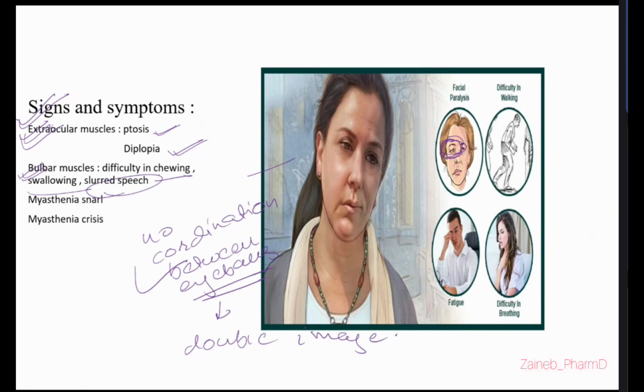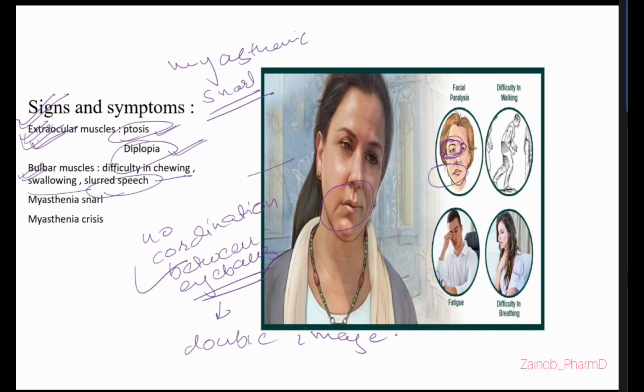Okay, so myasthenia gravis. The patient with myasthenia gravis always looks sad. They always look sad. And even if we ask the myasthenic patient to smile, they will have a sad smile. So this particular clinical presentation is known as myasthenic snarl.